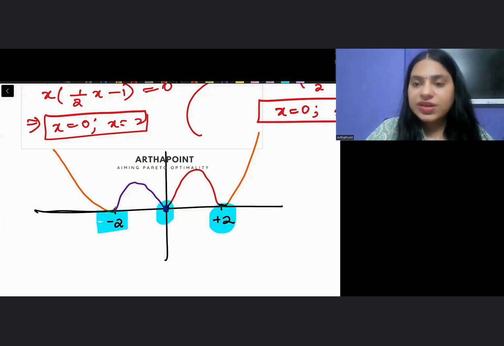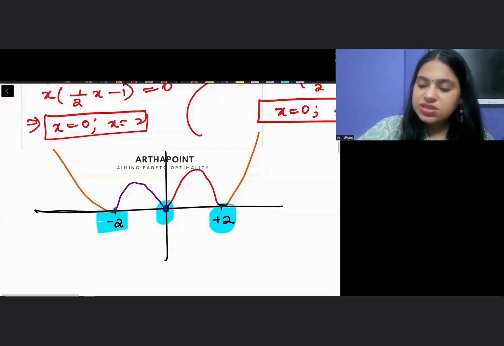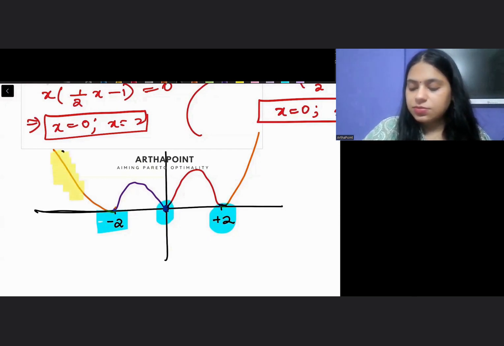So we can now say that the function is decreasing here, definitely, then here, then here.